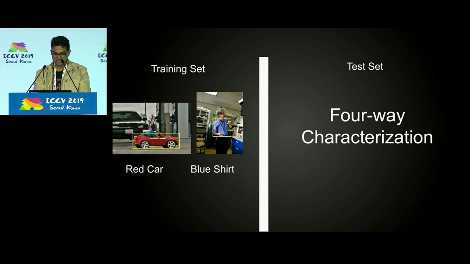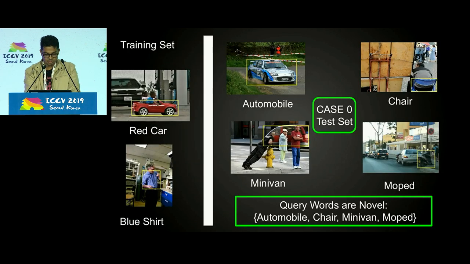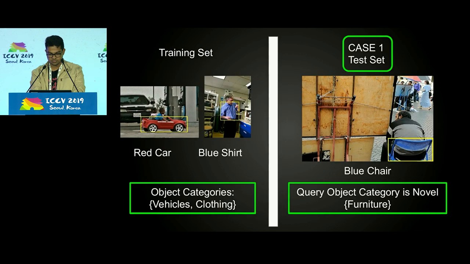To gain further insights, we use a four-way characterization of zero-shot grounding. In case zero, the query word is novel. So words like automobile, chair, minivan, moped are all novel query words not seen during training. Note that even synonyms like automobile are considered zero-shot in this case. In case one, the queried object belongs to a new category, like in this case blue chair, which belongs to furniture, different from those in the training set.